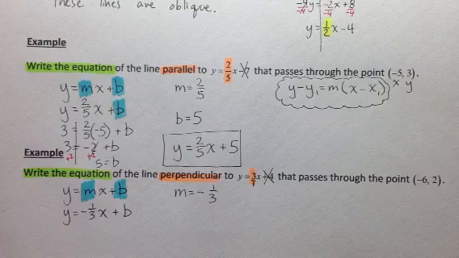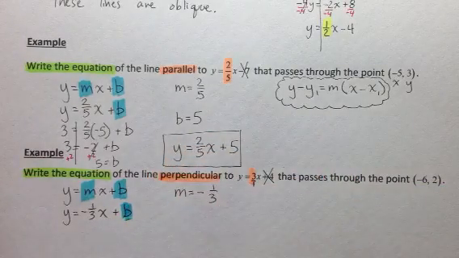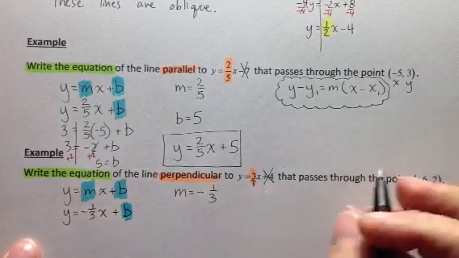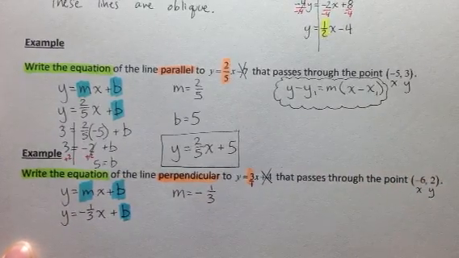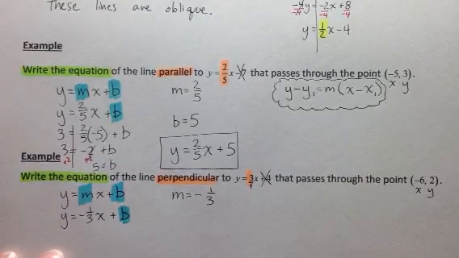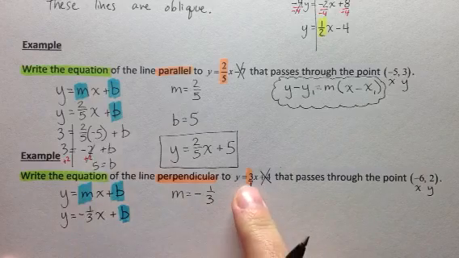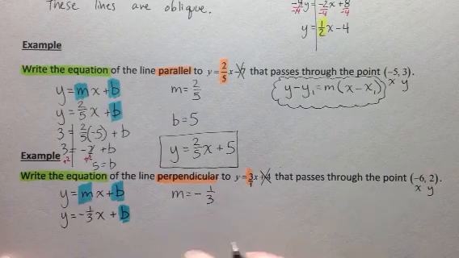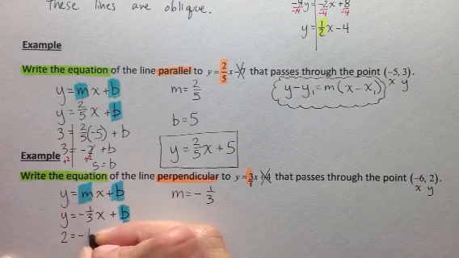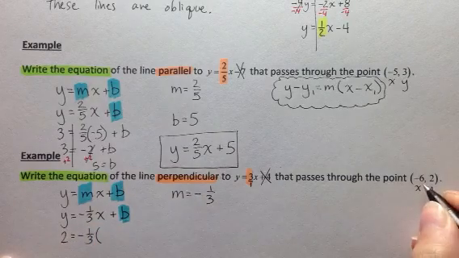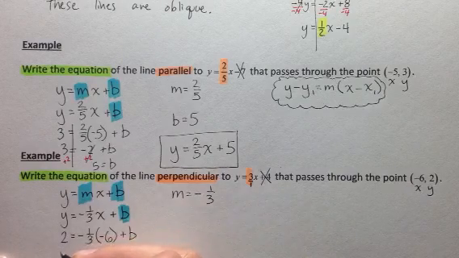Alright, so I still need the y-intercept if I'm going to use this method. Okay, I have a point here, an x and a y. So I'm going to substitute those into my equation that I've started here with my correct slope. Don't use 3. I've got to take the opposite reciprocal. Y is 2. X is -6. And I'm solving for b.